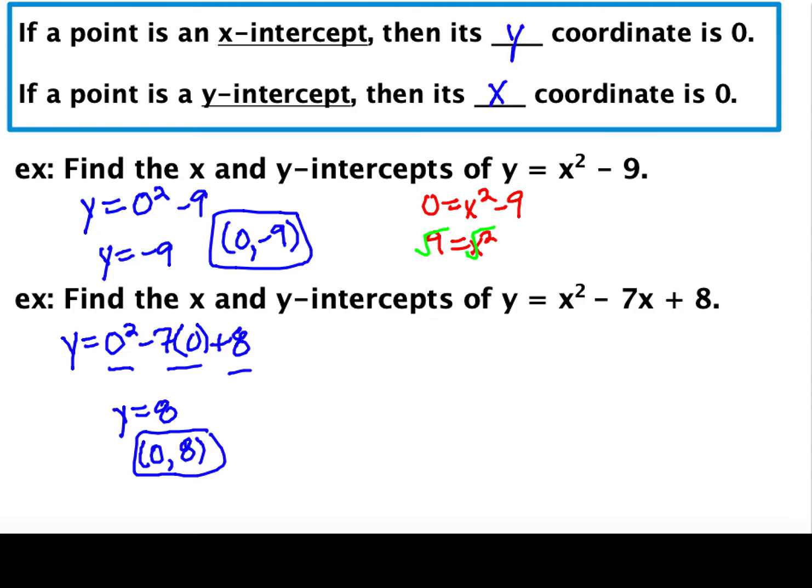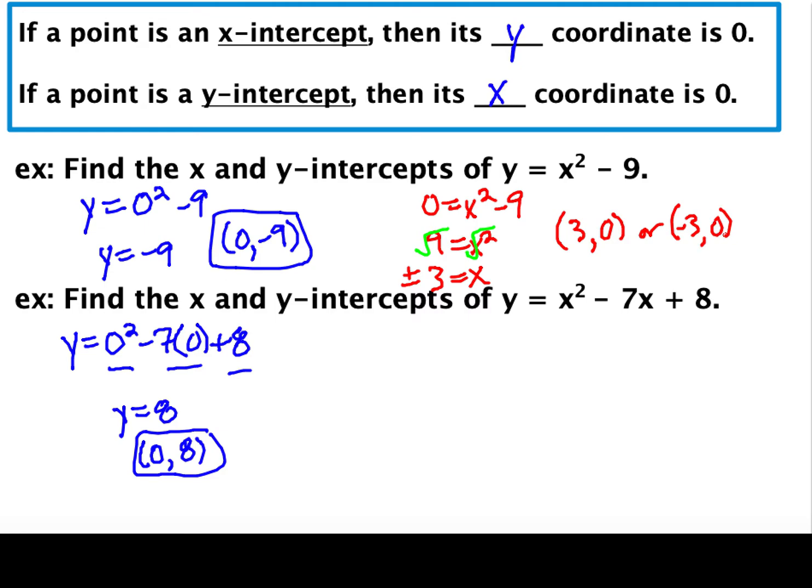Now you have to be a little bit careful. Remember, when you square root both sides, we have to say plus or minus, because positive 3 squared would have been 9 and negative 3 squared would have been 9. And we just figured out that there are two x-intercepts. Y is only 0 if x could be 3 or negative 3.